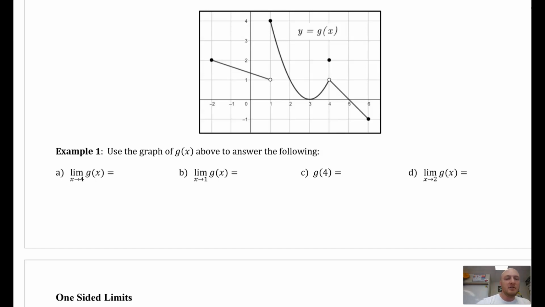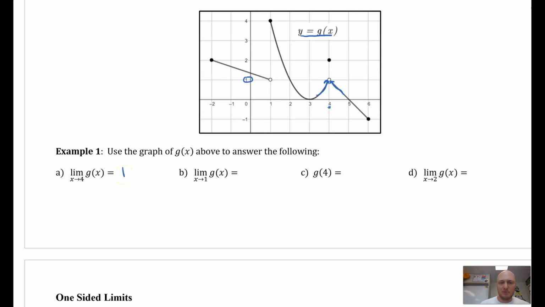Okay, A, the limit of g of x. Here's g of x. I have this image given to me. As x approaches 4, I'm interested in this x value. From the left, I'm coming here, oh, there's a hole. From the right, they're both approaching the same location. And the y value for that is 1. So our answer would be 1.